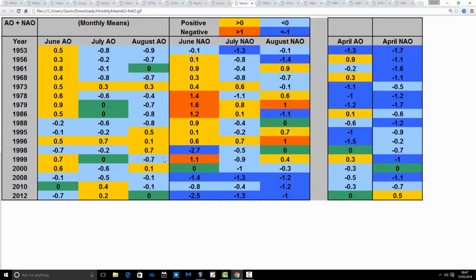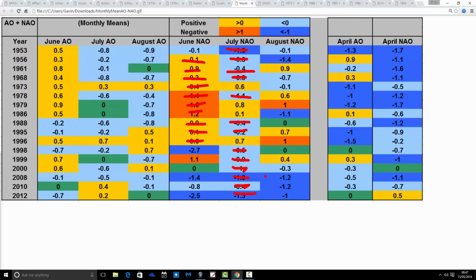And the same is true, of course, for the North Atlantic Oscillation as well. June tends to be the most positive with the North Atlantic Oscillation, which tells us we've got a ridge around the Azores and low pressure around Iceland, whereas it's much more of a mixed picture in July and August, and particularly July tends to be negative with the North Atlantic Oscillation.